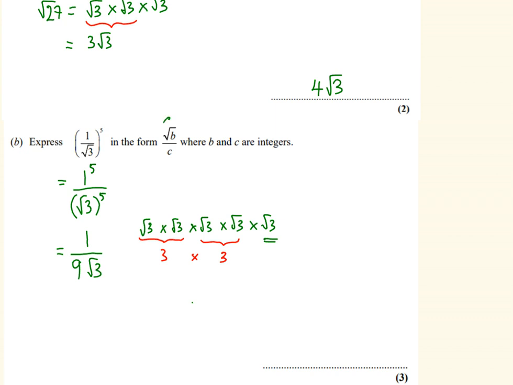If we're going to give this in the correct form, then we need to rationalise our surd, which we can do just by multiplying by root 3, because we've got a single term in our denominator, not a sum of 2 terms, so we could just multiply through by that surd. That will give us root 3 in our numerator. In our denominator, we've got 9 times root 3 times root 3. So 9 times 3, and 9 times 3 gives us 27. So our overall answer is root 3 over 27.